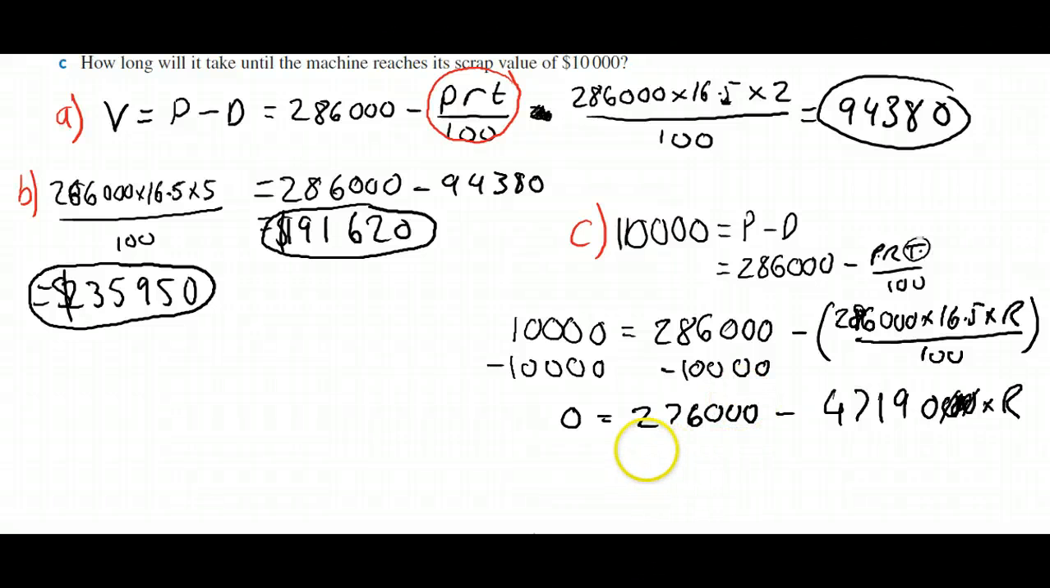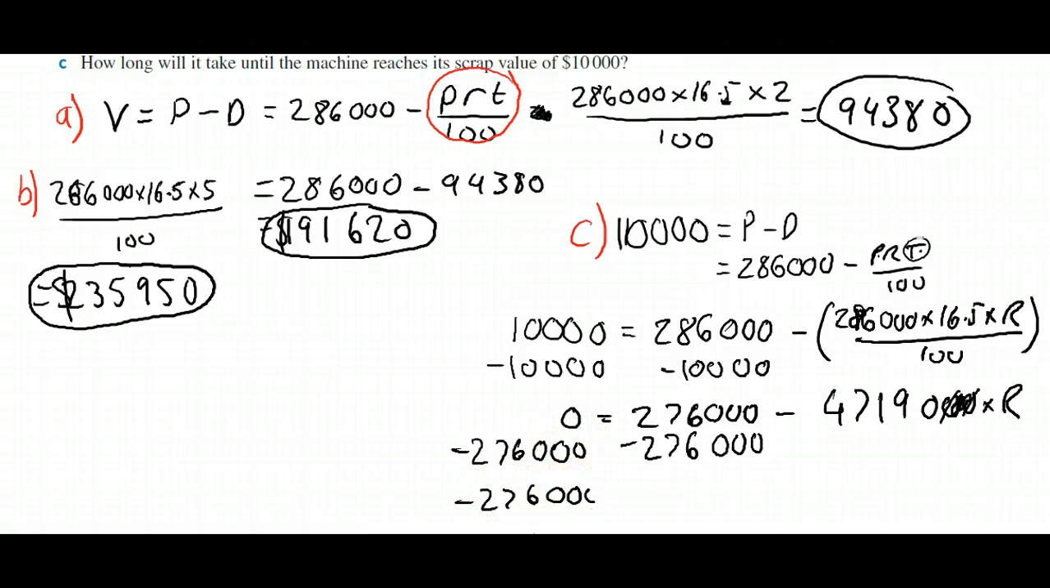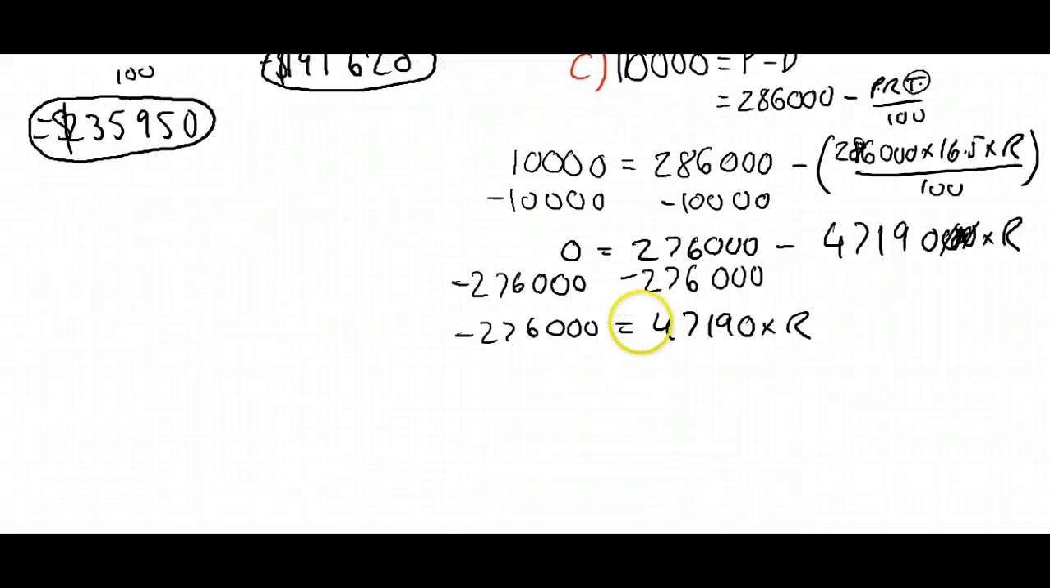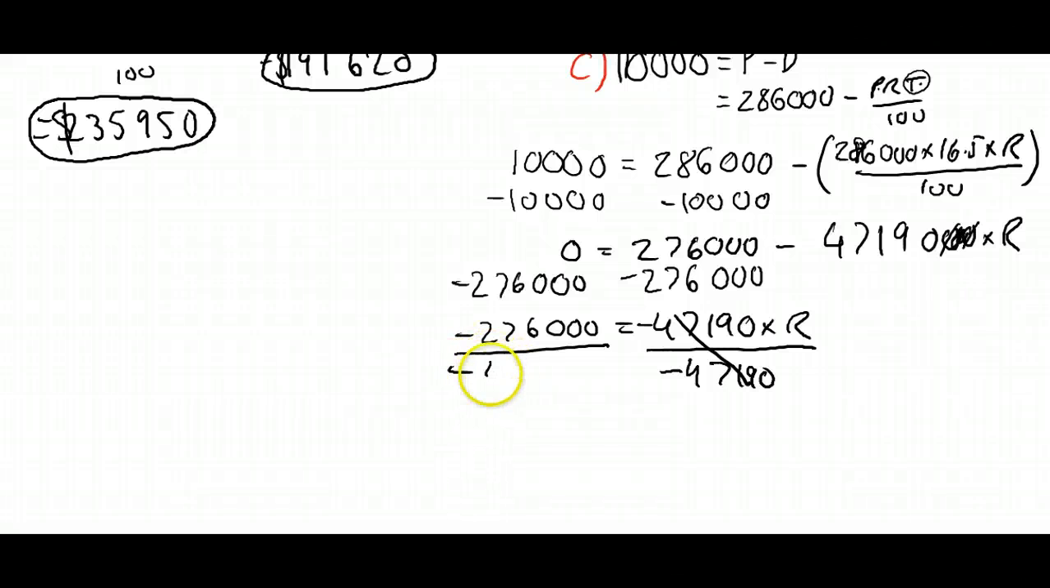Let's rearrange this equation so we can calculate T. If we minus this from both sides, then we'll be in a position to work out T. So we've got negative 276,000 equals negative 47,190 times T. Actually I forgot to put the negative in there, so there's a negative there. Then we want to get T on its own, so let's divide both sides by negative 47,190 to get rid of that. Got to do the same on the other side, divide by negative 47,190.